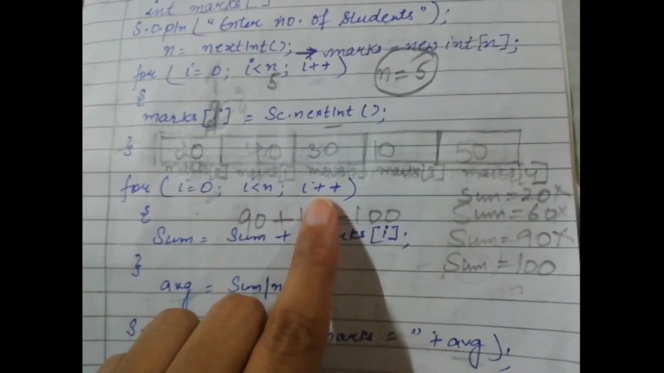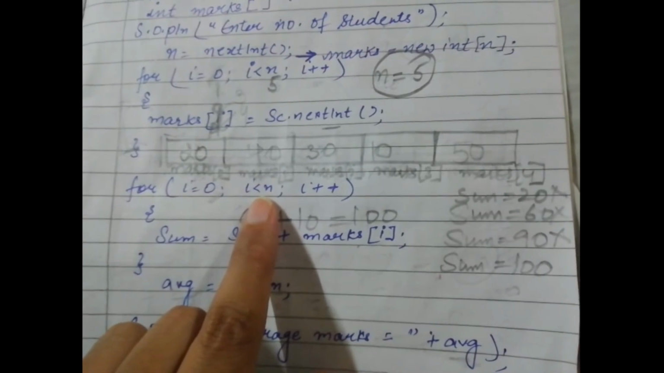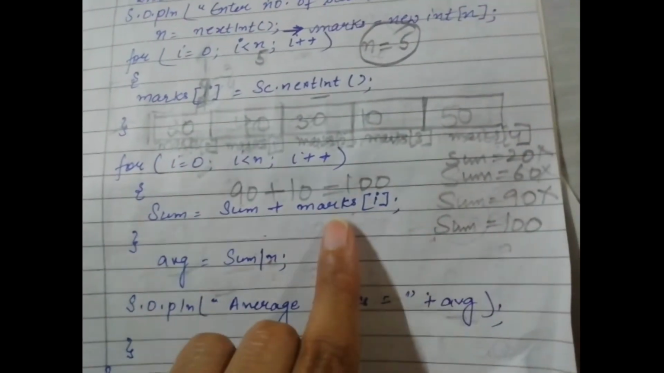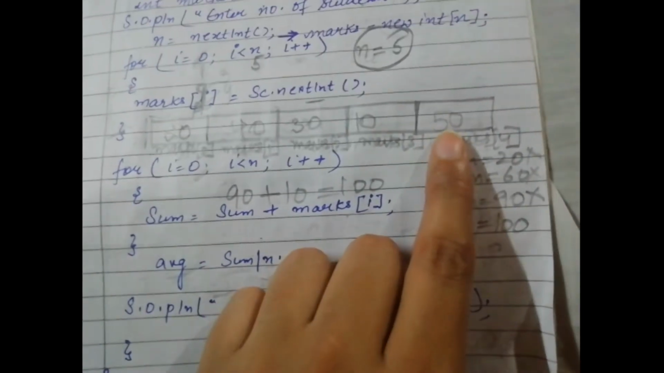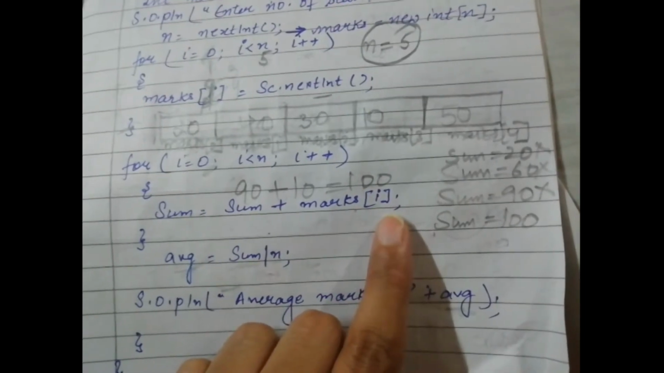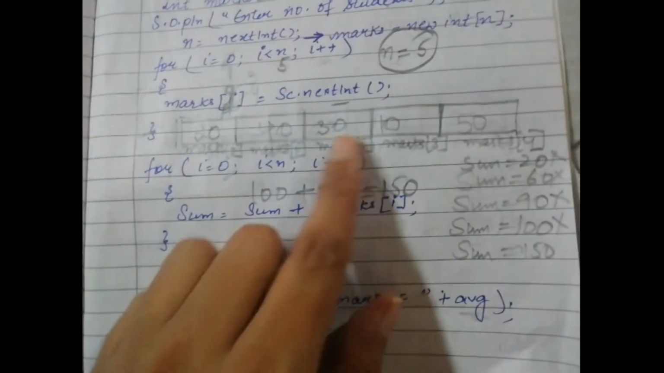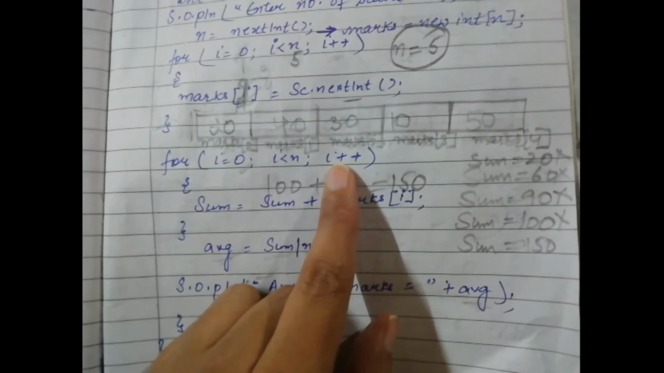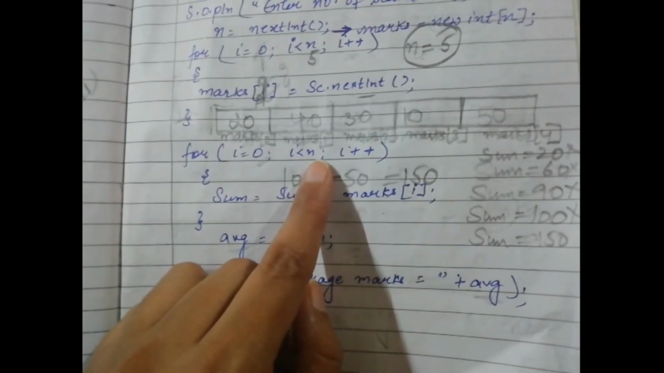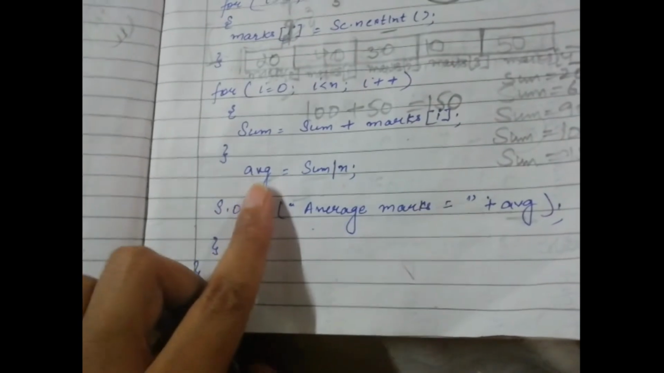Now i is 4. 4 is less than 5, condition true. What is the value of sum here? 100. Marks 4 has a value 50. So 100 plus 50 equals 150. Next go to this point again, the incremented part. i equals 5. 5 is less than 5, condition false. Then you have to get out from this loop.